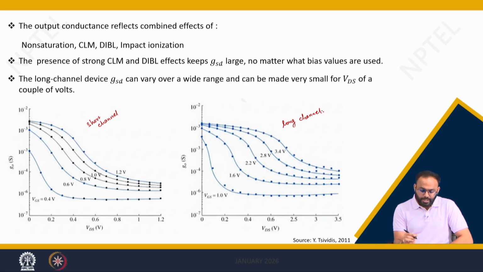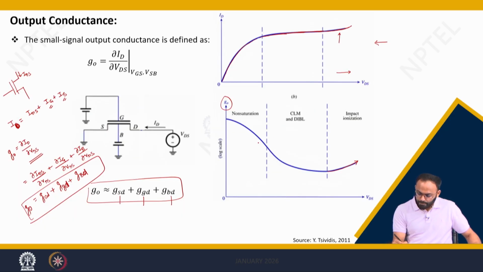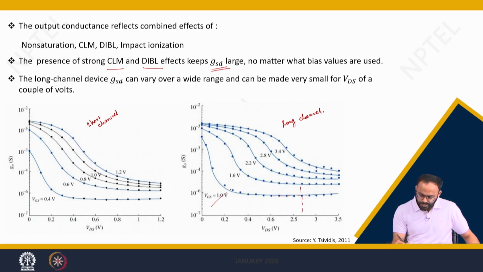So, in the presence of CLM and DIBL, GSD is large in a short channel device, as you can see from here, whereas in the long channel device there is impact ionization. You can see the impact ionization picture governed here. These two plots are the same plot drawn for different values of VGS, for two different conditions, where the channel length is very small and where the channel length is large.